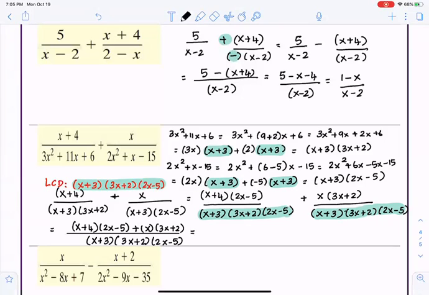So if I FOIL the first term, I would have 2x squared minus 5x plus 8x minus 20. Distribute the x in the last two terms, I'll have 3x squared plus 2x, and divide that by the common denominator we had, x plus 3 times 3x plus 2 times 2x minus 5.